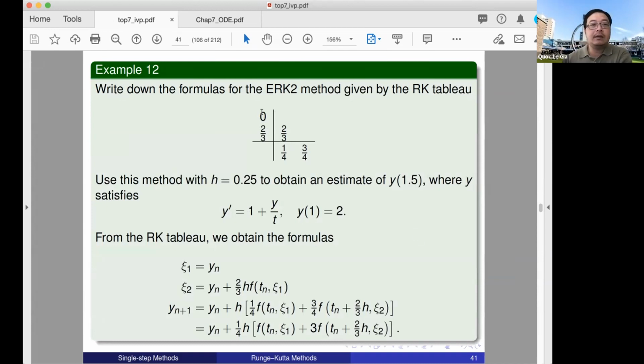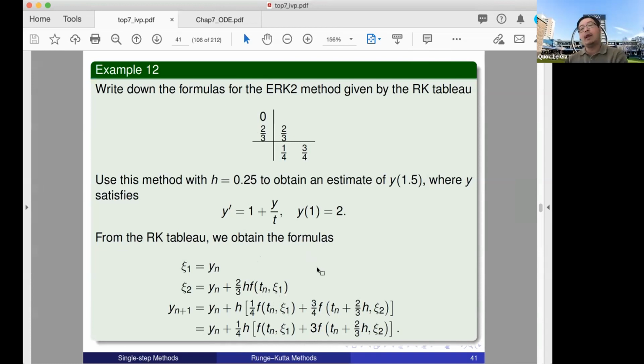c1 is 0, c2 is 2/3. So you got nothing here and 2/3 here. And b1 is 1/4, b2 is 3/4. So you got b1 is h over 4, b2 is 3h over 4. And the 2/3 comes here in the xi1 and xi2.